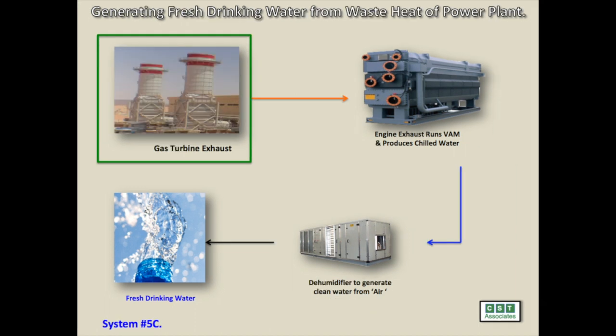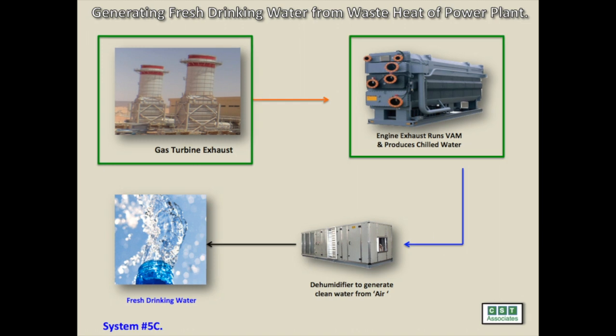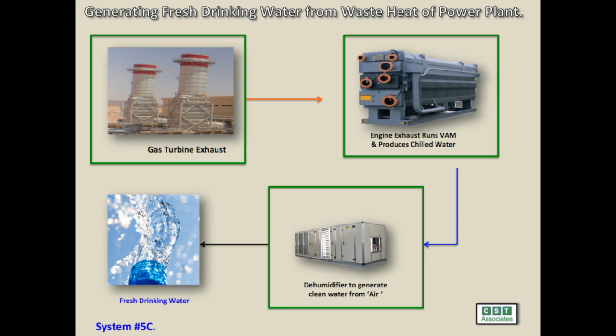The last system is using gas turbines that run on the multi-fuel system for condensing water from air. This also consists of two major components. The first is the vapor absorption machine. The exhaust of the gas turbine is directly fed to the machine, which produces chilled water at 7 degrees centigrade, and the chilled water is made to pass through a dehumidifier. This condensed water can be further filtered for making it drinkable, or can be directly used for process.